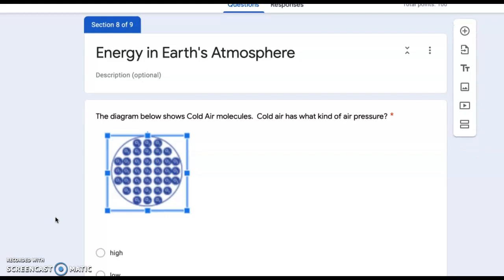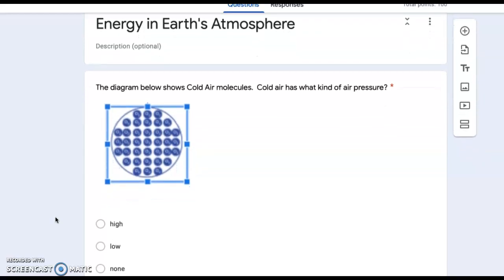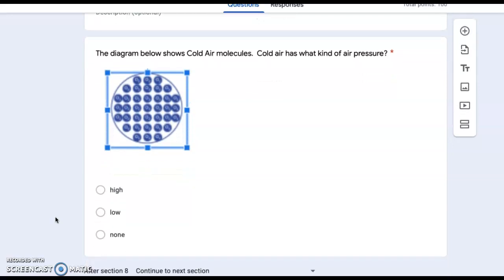Energy in Earth's atmosphere. The diagram below shows cold air molecules. Cold air has what kind of air pressure? High, low, or none?